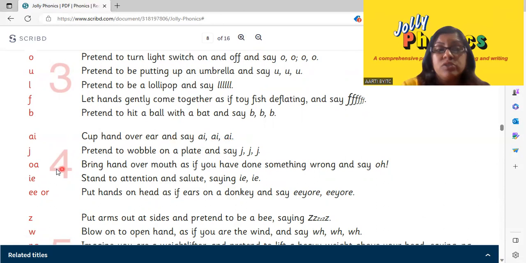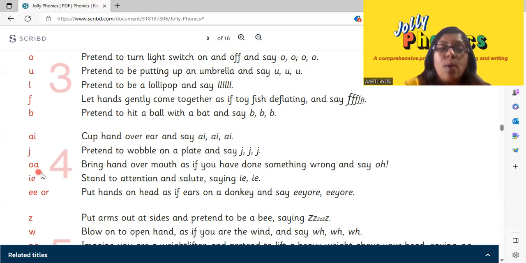Now comes this letter J. Pretend to wobble on a plate and say ja ja ja ja ja. Jelly and jam, jiggling on the plate. So you are pretending as if you are just jiggling and all. And then you are saying ja ja, very simple letter J sound.